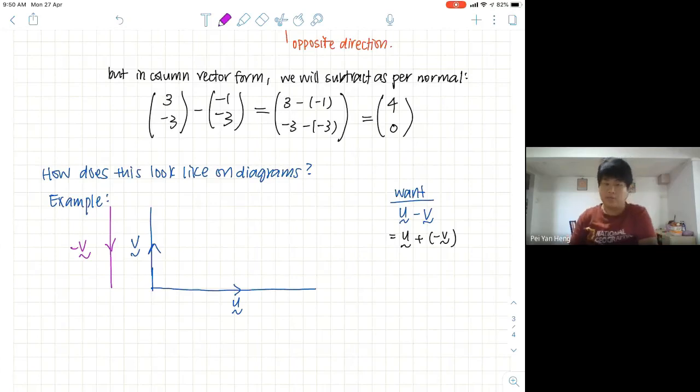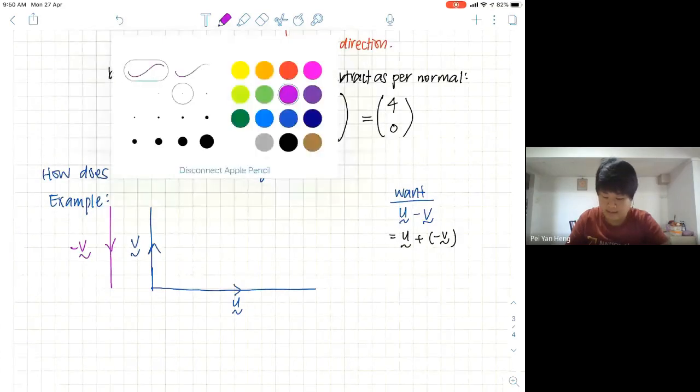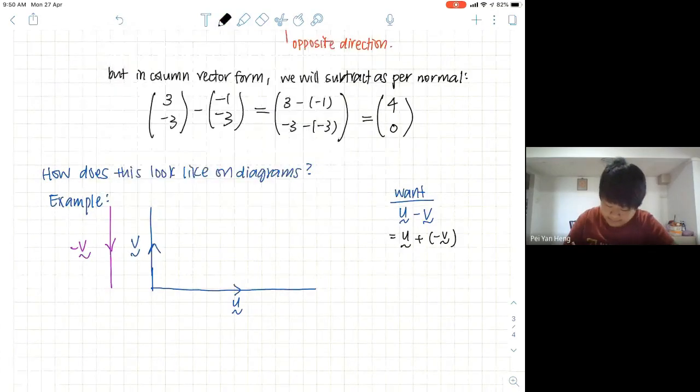So if we are using vector U plus a negative vector V, you are walking down this way, and then you're going this way. You're doing this way and this way. So what do you end up with? You actually end up with this answer.